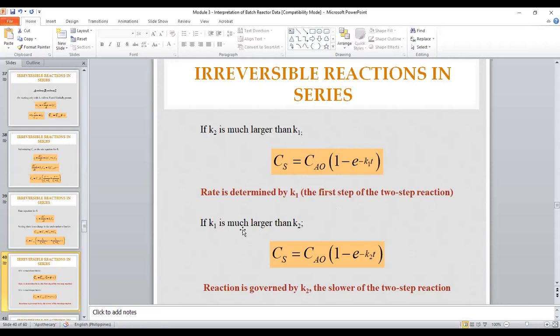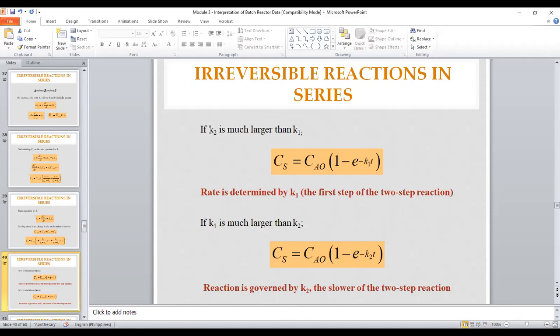Otherwise, if K sub 1 is much larger than K sub 2, meaning the first step is faster than the second, just like in here, where the second is faster than the first, then the formula for the final concentration of the product will be dependent only on the second step. So the reaction is governed by K2, the slower of the two steps. Here, we go back to the very fundamental concept we learned in Chemistry 1, that the rate of reaction is dependent on the slowest step, which we call the rate determining step.